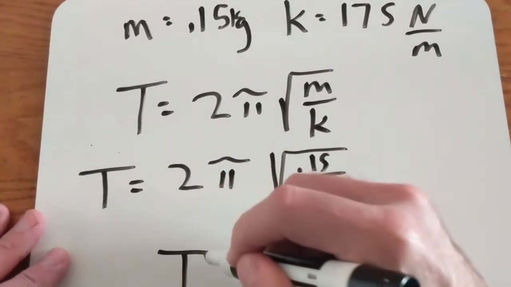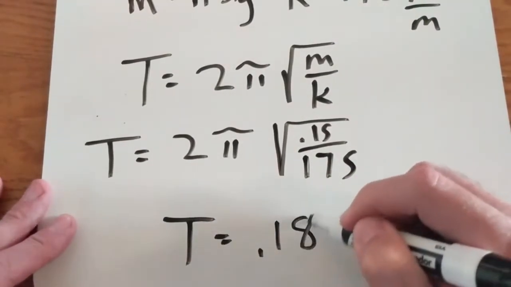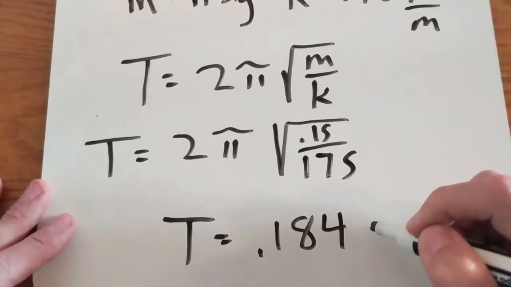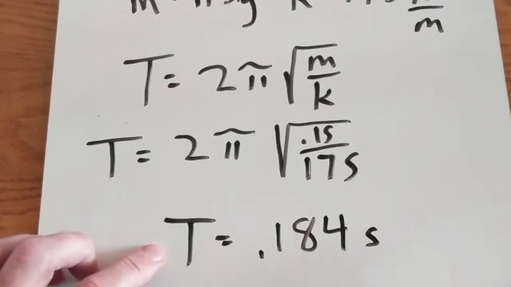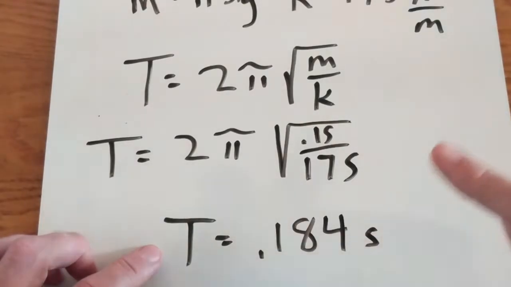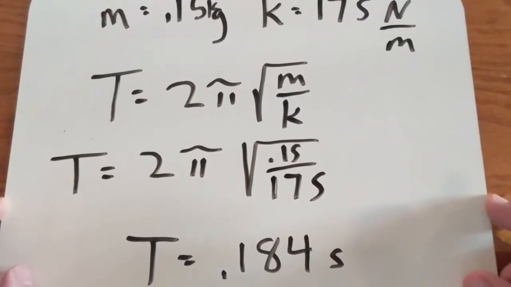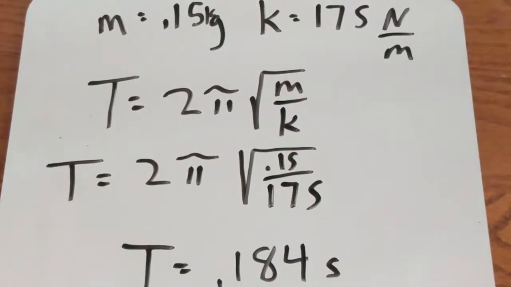Now we can just go to our calculator, and that will give us 0.184, and the units is seconds, because remember, period is the time it takes to go one complete cycle. All right? So fairly straightforward question. Let's look at our next problem.